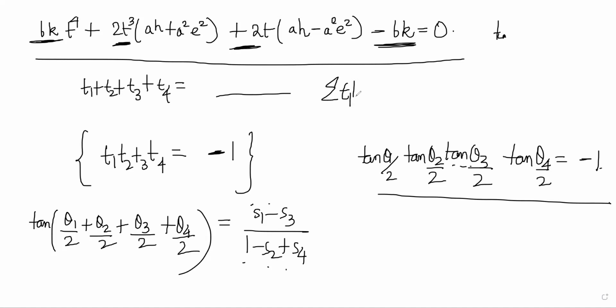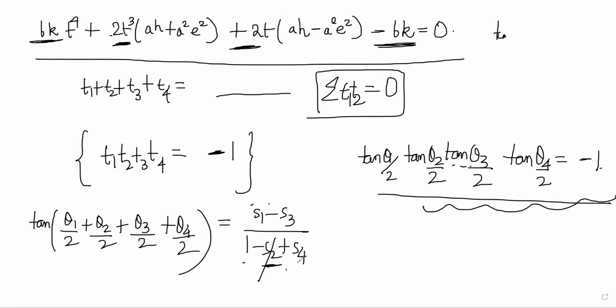Sum of T1, T2 would be 0, right? So S2 is anyway 0, right? Correct. S2 is 0. And S4 is -1. So S4 plus 1 is 0, right? So this whole denominator is 0, so it is infinite.